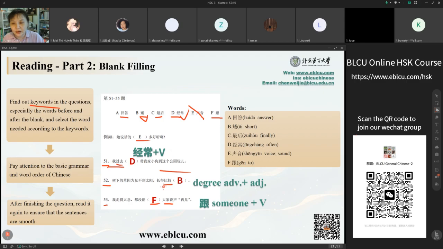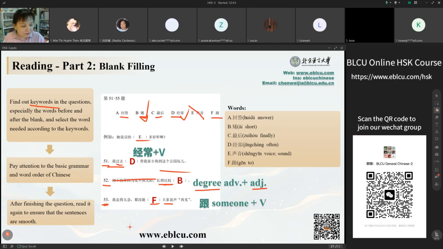Okay, this one, you don't need to read the first part. You just need to read this part. 长得比较 something. Okay, so it's a description. 比较 is a degree adverb, relatively. After it should be an adjective. So the only adjective is here, short. Relatively short. 比较矮, so it's B.